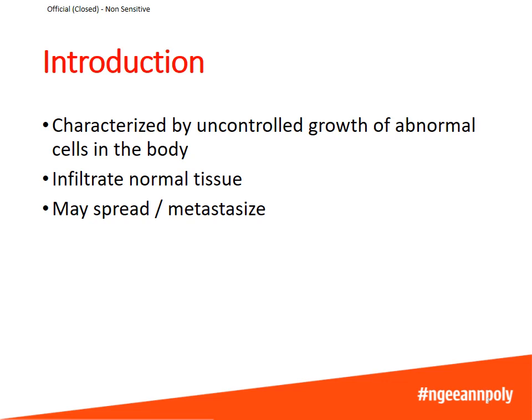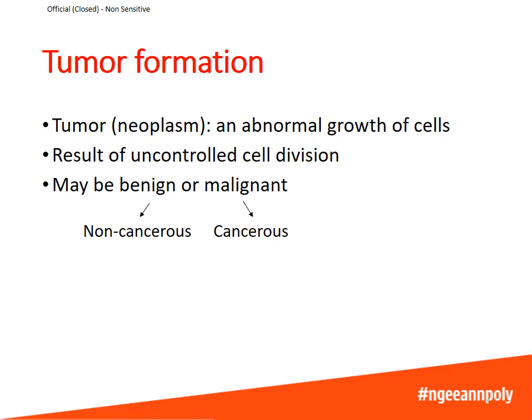Cancer is characterized by the uncontrolled growth of abnormal cells in the body. These cells don't just stay where they are in the tumor, they can infiltrate the surrounding normal tissue. And if they get into the lymph or the blood vessels, they can even spread or metastasize to distant organs in the body. In cancer, we often hear this word tumor.